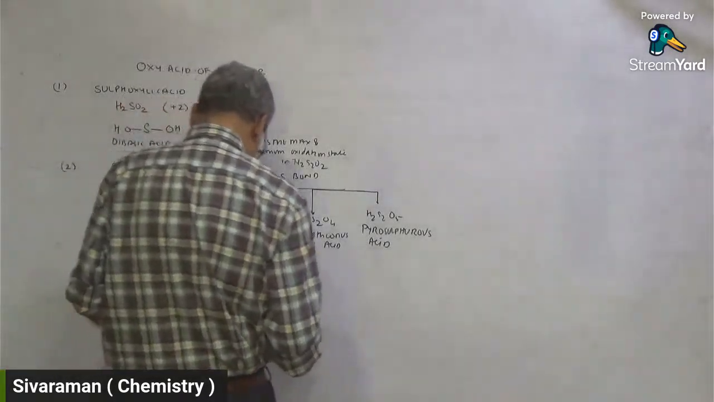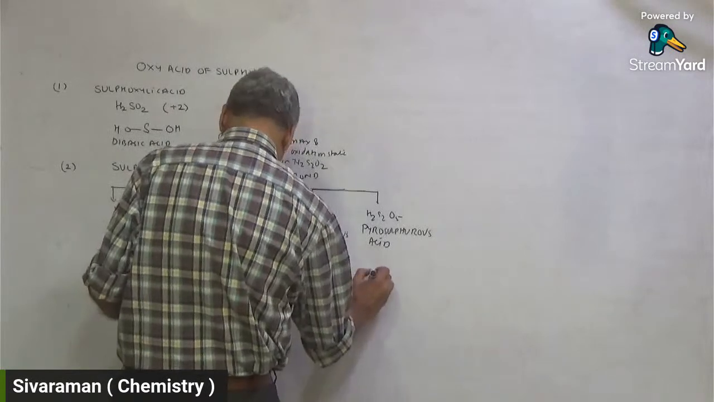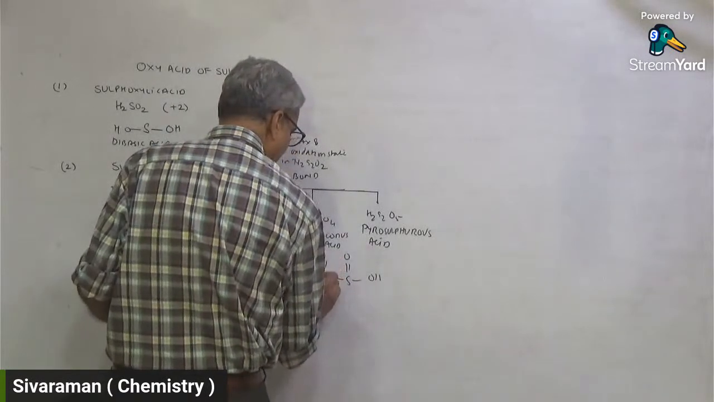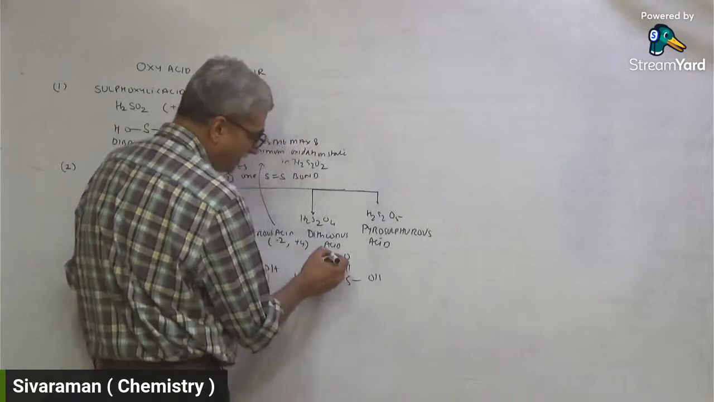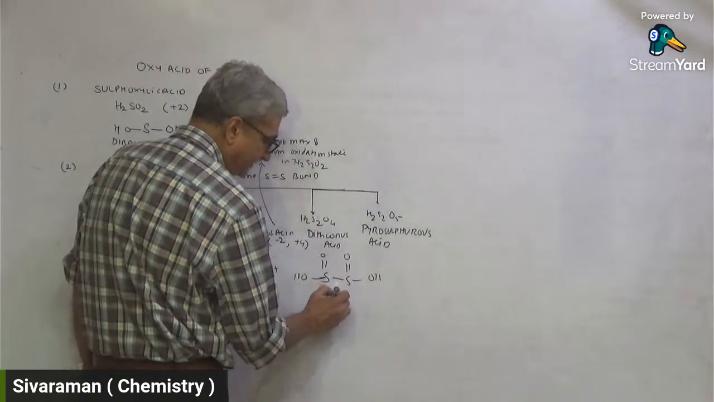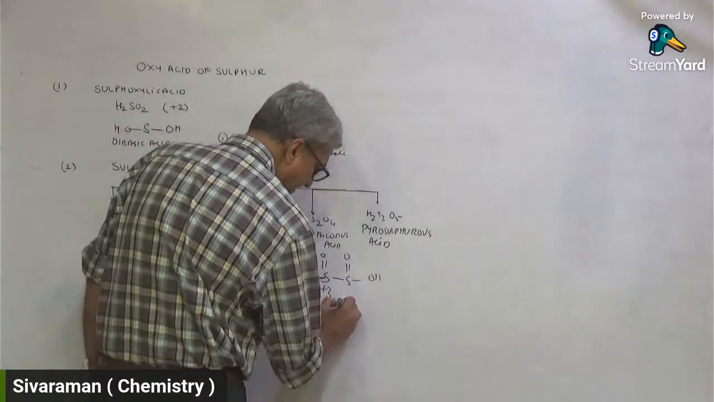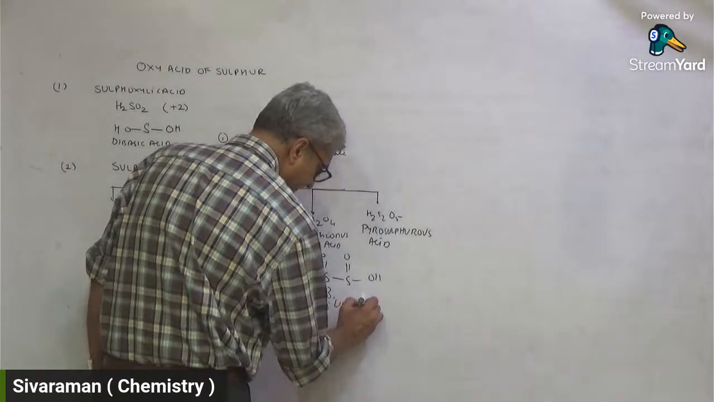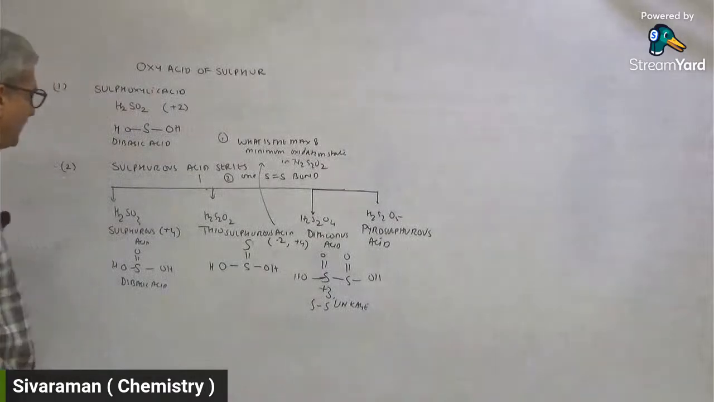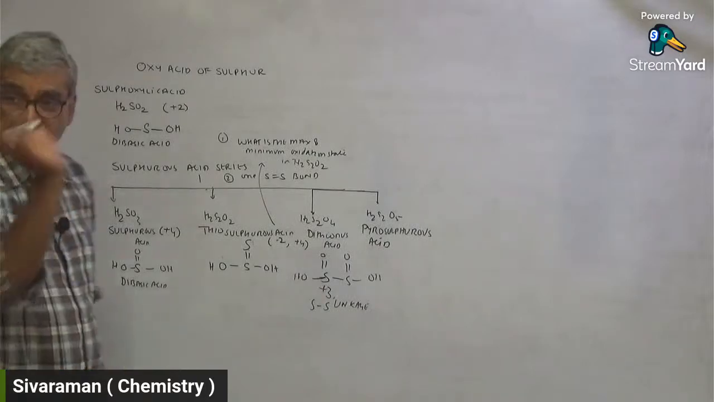Then we have dithionous acid. It is S double bond O, OH, S double bond O, OH. You can see over here, this is -2, -3, so each sulfur will have a charge of +3. But what is more important is that it has an SS linkage. In thiosulfurous acid, it has an S double bond S linkage. In dithionous acid, it has an S single bond S linkage. Then we come to pyro.